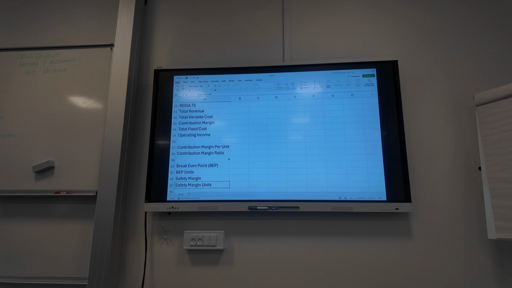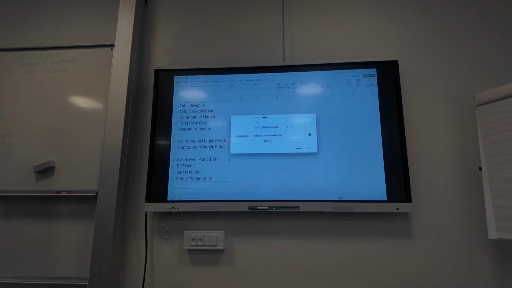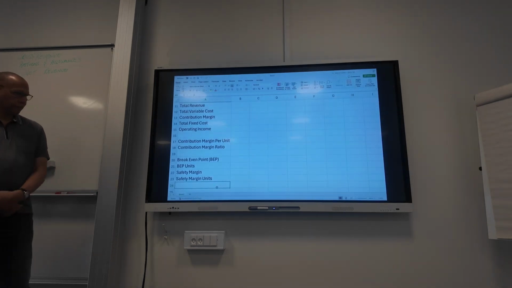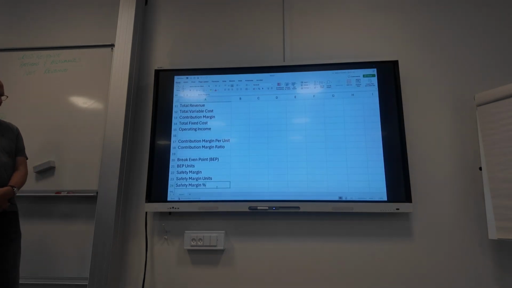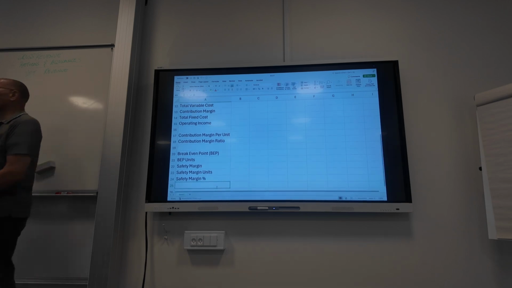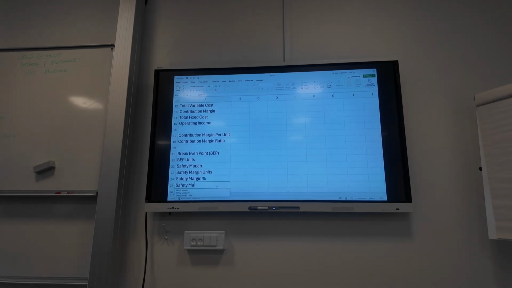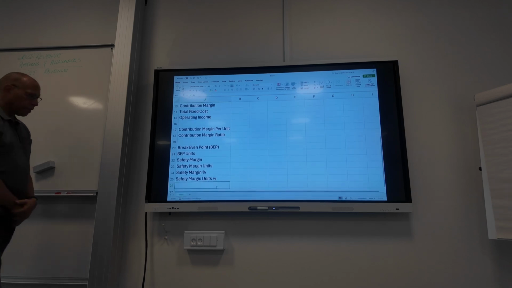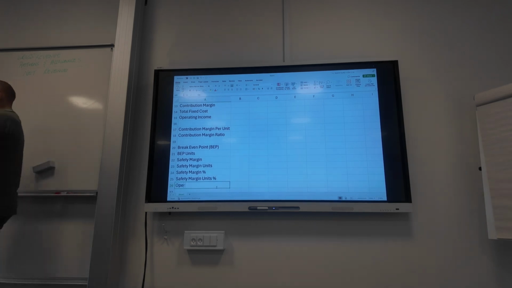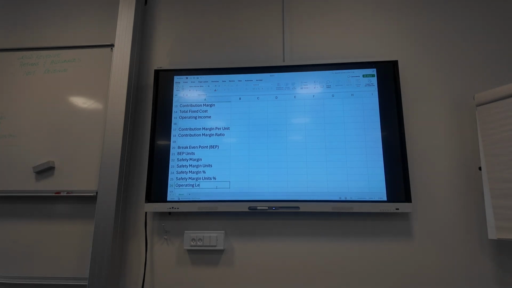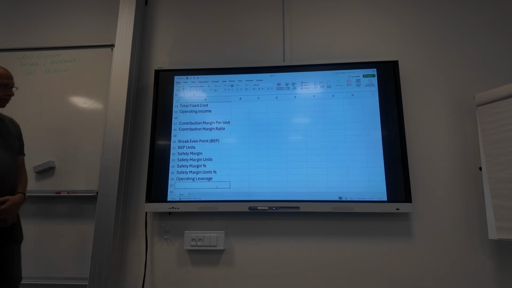No, this isn't for the income statement. This is for management. We're inside the company. And then safety margin percentage. And then safety margin units percentage. And then operating leverage. Leverage. Oh, okay, you got it. Yes? And then that's it.